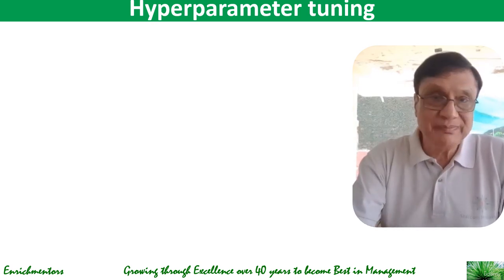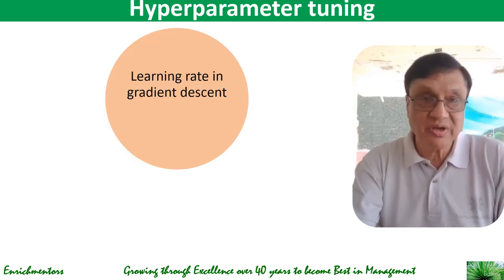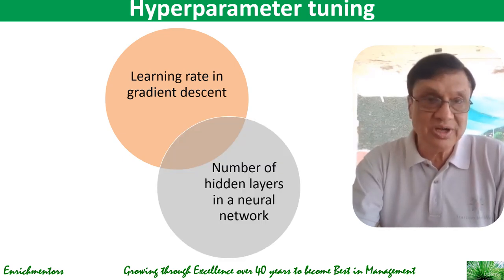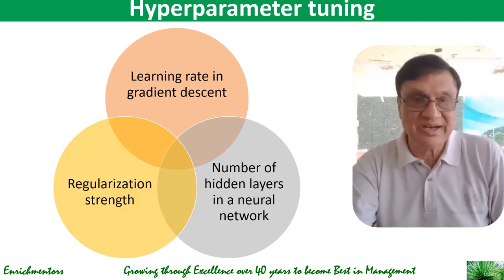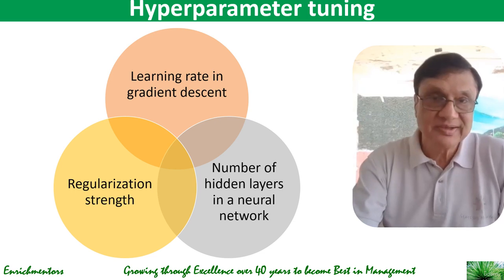Now, what are the examples of such hyperparameters? One of them is the learning rate in gradient descent that we will cover in this lecture in greater detail. Second is the number of hidden layers in the neural network, which we will talk about in the next one. And then there is the regularization strength that we will cover in the subsequent lecture.